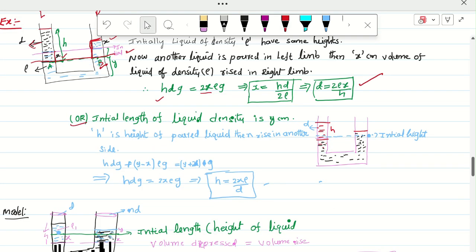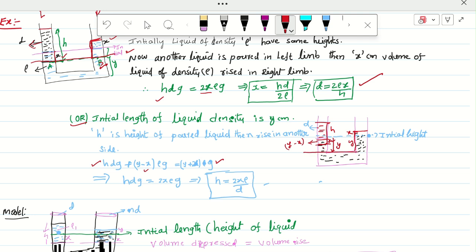If not, you can go like this. Initial height I will take as y. Now this distance h is given. So h dz plus this is some x. That means x is equal to h minus y. The length here is y minus x, times rho g, equal to y plus x times rho g on the other side. So this length is y minus x. Now you substitute and you get the answer.